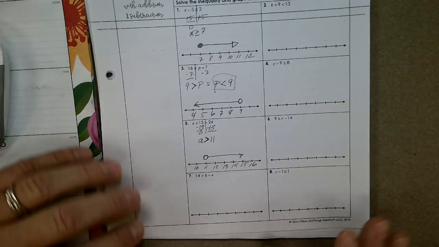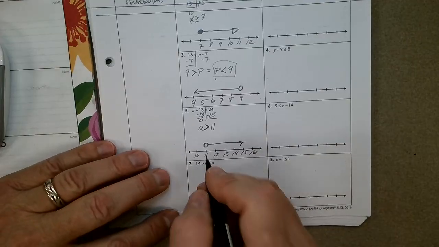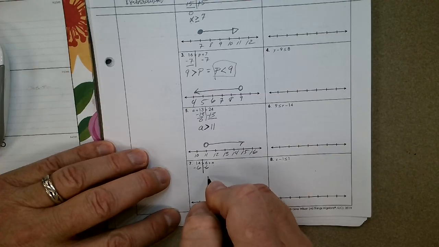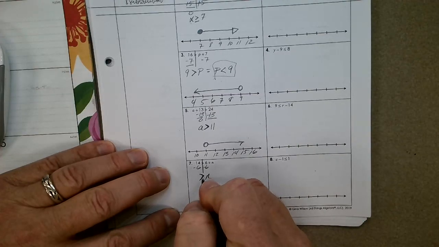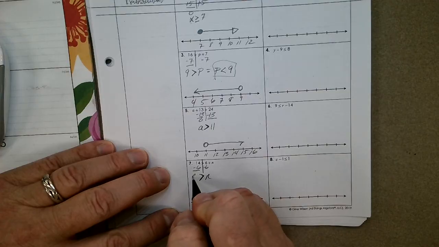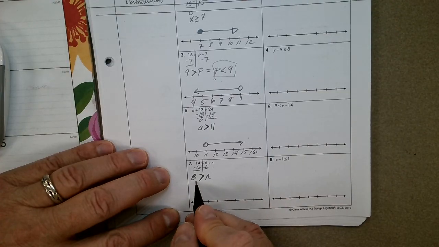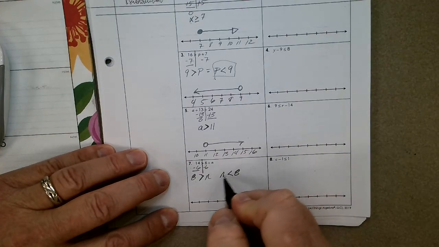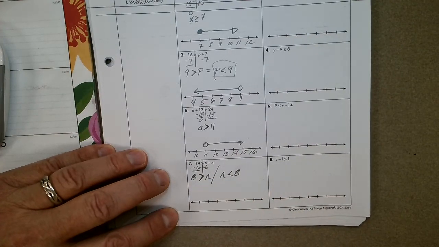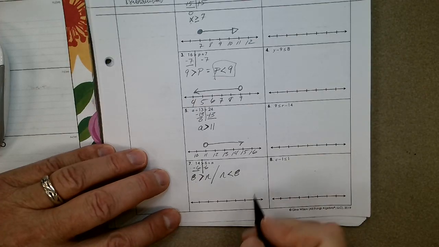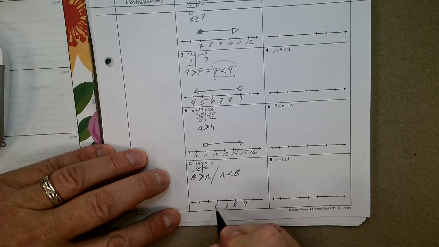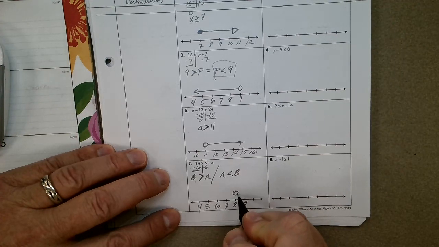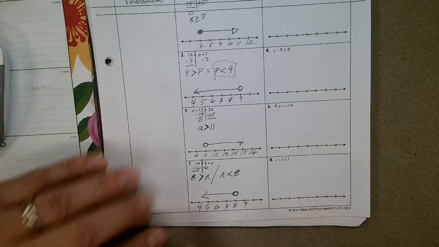Next up, number 7. It's just more solving inequalities. Subtract 6, n comes down, bring your inequality down. 14 minus 6 is 8. I don't like the number first. I like the variable first, so I write it like that. 9, 8, 7, 6, 5, 4. I come above 8, I make a circle, and I go to the left.